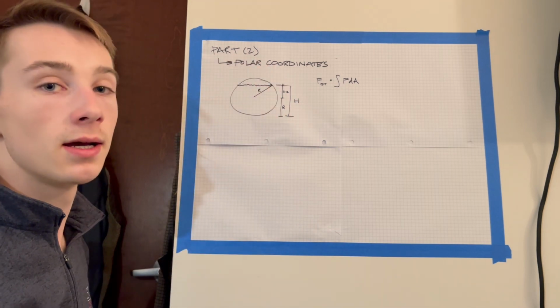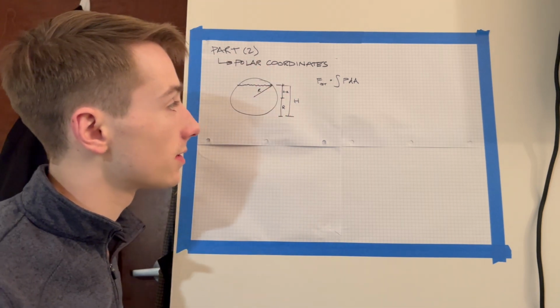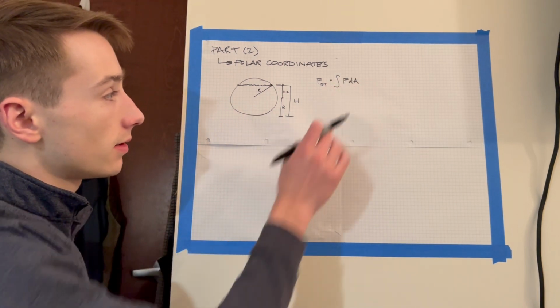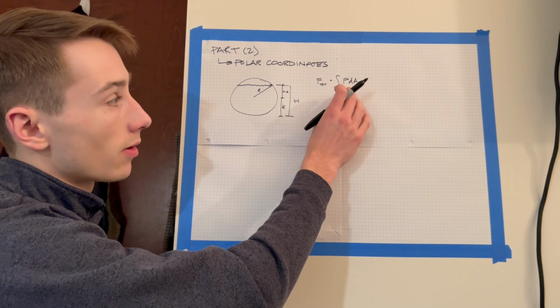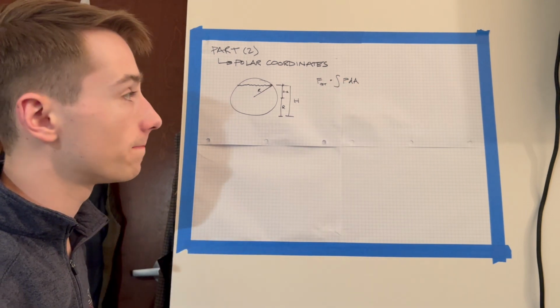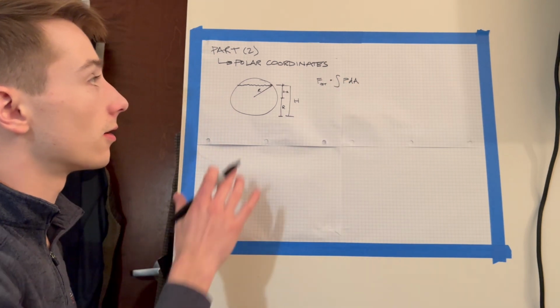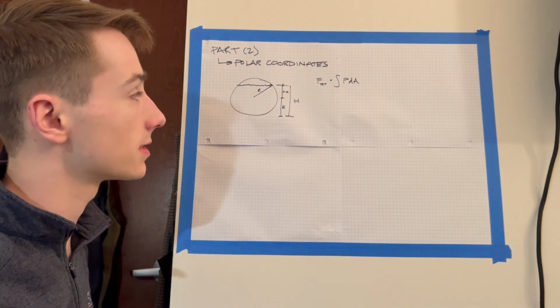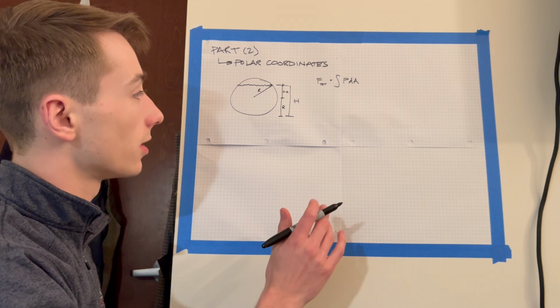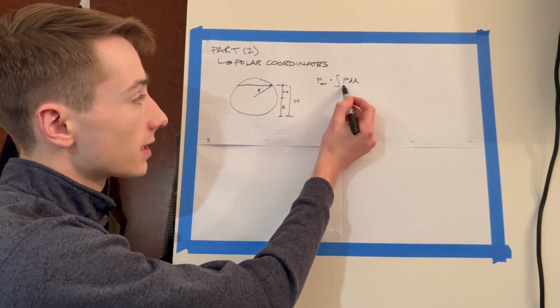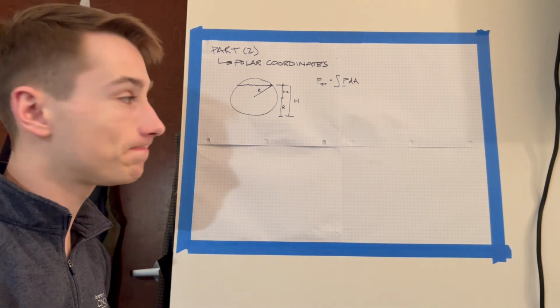Okay, so we need to find an expression that represents the pressure throughout this surface, and then an expression that represents the differential unit of area, keeping in mind we're using the polar coordinate system. Okay, so let's see, how do we approach this? So let's first find an expression for pressure.